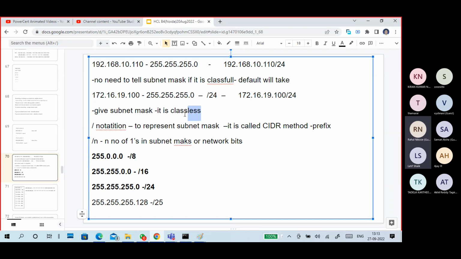Where are we? Last, classless. Classless means if you are not using default subnet mask, you are using a different subnet mask. In that case, compulsory you have to tell what is your subnet mask, writing the full subnet mask or a slash notation. So these are the basic slash notations: class A /8, class B /16, class C /24. This is a different subnet mask. This is /25, means this is 24 plus 1.